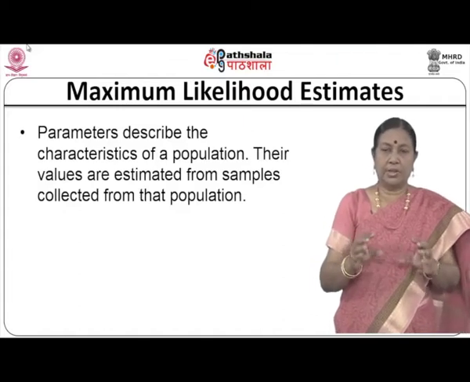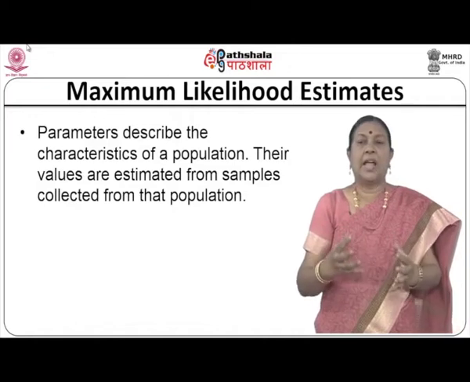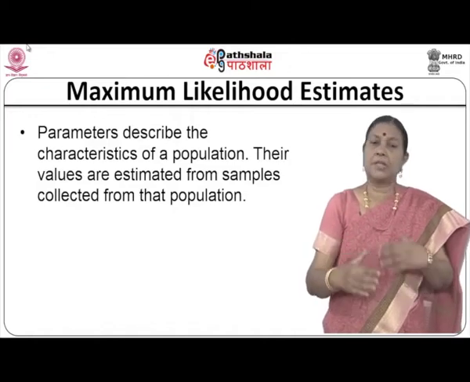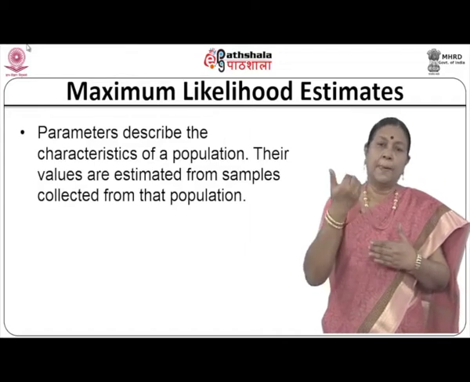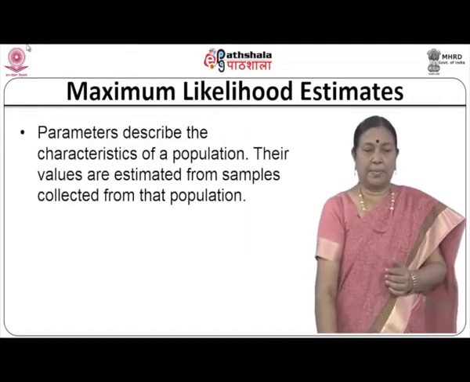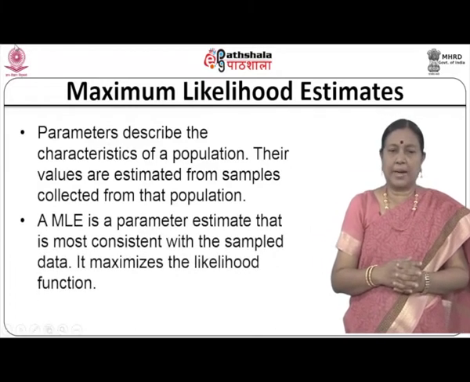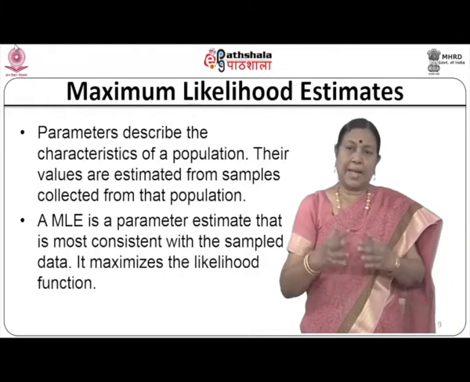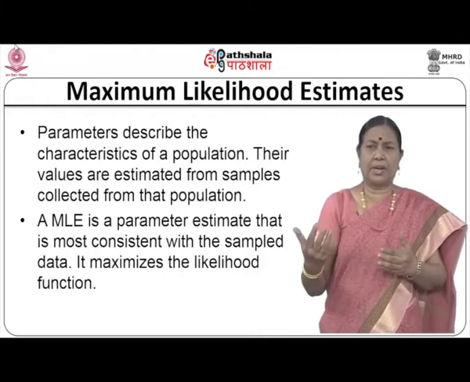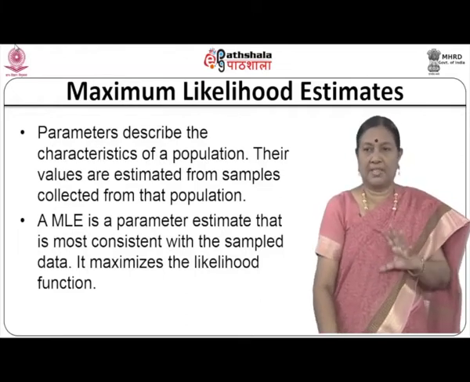So, what we do is we get some samples from the population, and based on the samples we find parameters to estimate the characteristics of the population. So, this maximum likelihood estimate is a parameter estimate that is most consistent with the sample data. So, it maximizes the likelihood function. We have looked at how we find the probability and conditional probability.